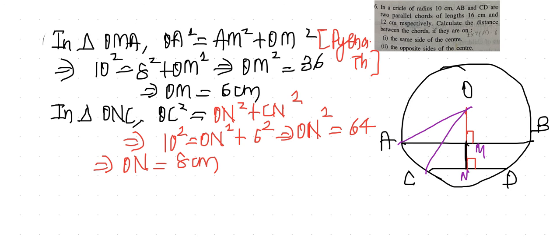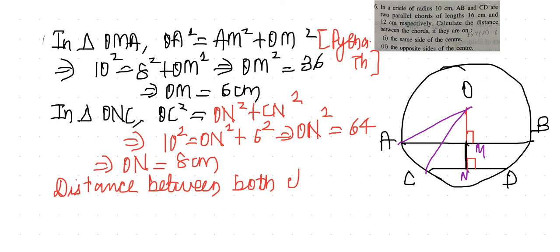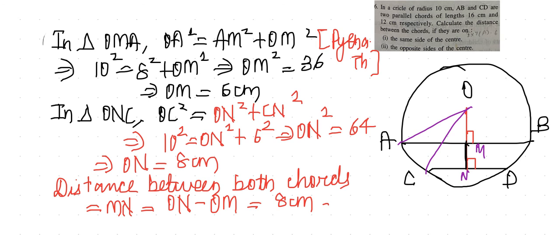Okay, so next what are you going to do, children? Next we will be writing down the distance between both chords, which will be equal to MN, which in turn is equal to ON minus OM. ON has been calculated as 8 centimeter minus OM, which has been calculated as 6 centimeter. So this is coming out as 2 centimeter. So the distance between both the chords is going to be 2 centimeter.